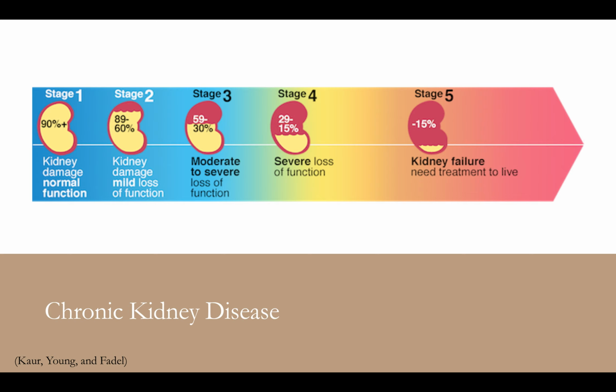Stage 3, there is moderate to severe loss of kidney function with a GFR functioning between 30 to 59%. Stage 4, there is a severe loss of function of the kidney with a GFR functioning between 15 to 29%. And stage 5, there's kidney failure requiring treatment with a GFR functioning at less than 15%. So when you have kidney failure, when you're in stage 5, you're more than likely going to need dialysis.